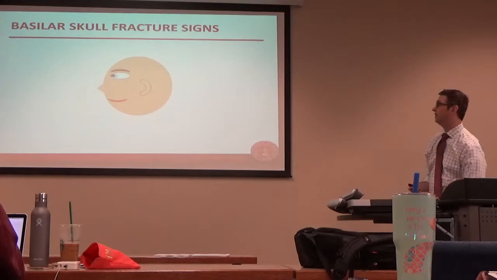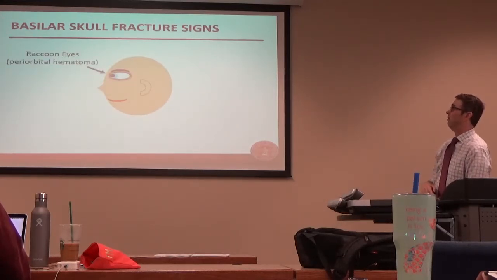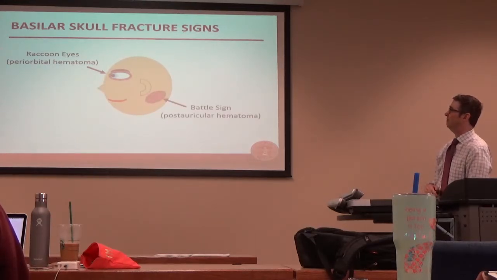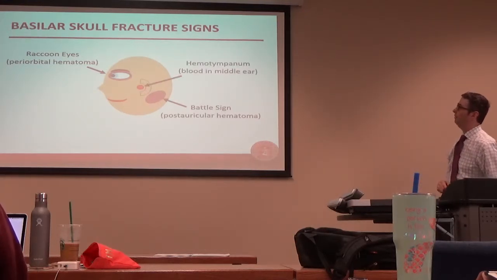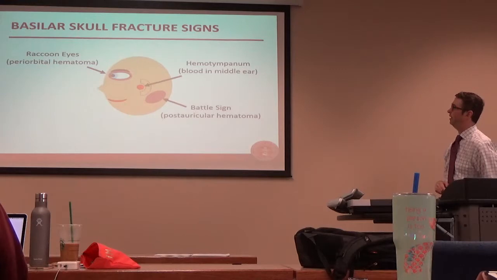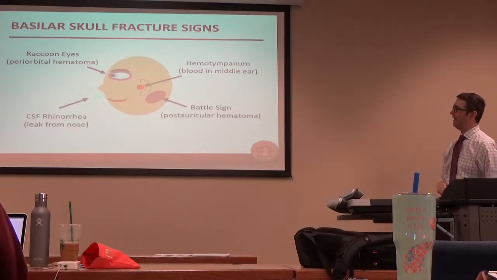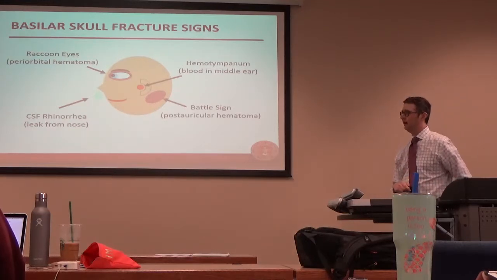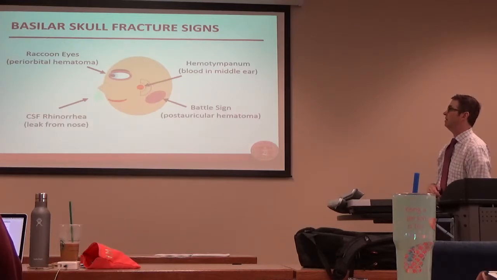So basilar skull fracture is a fracture at the base of the skull. There are some characteristic findings. You'll have bruised periorbital ecchymosis called raccoon's eyes. You'll have mastoid ecchymosis called battle sign. When you look in their ear, you can see blood behind the tympanic membrane. That's called hemotympanum. And sometimes they can have a CSF leak out their nose, clear rhinorrhea.